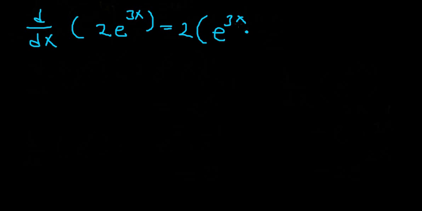The derivative of 2e raised to 3x. So what are we supposed to do? So we'll put 2 outside the bracket, and then inside the bracket we're going to have e raised to 3x multiplied by the derivative of 3x, which is 3. So this will give us 6e raised to 3x.